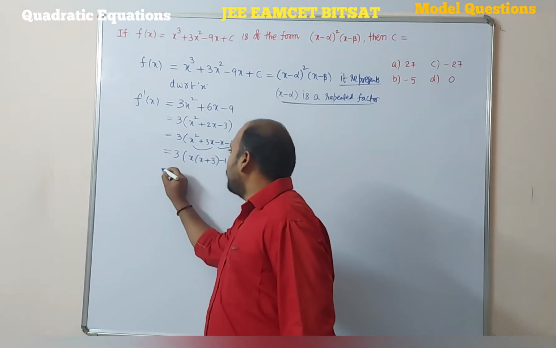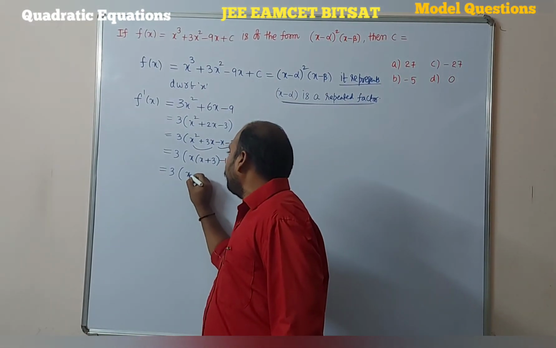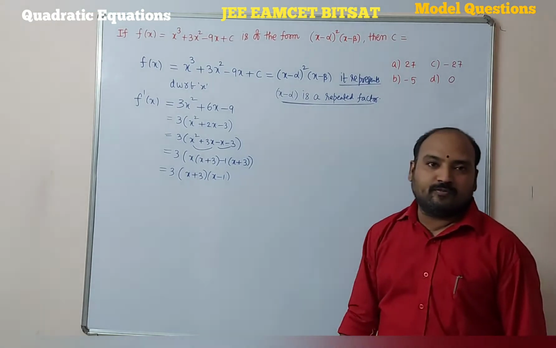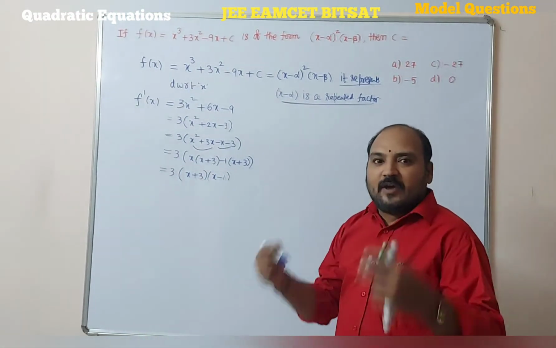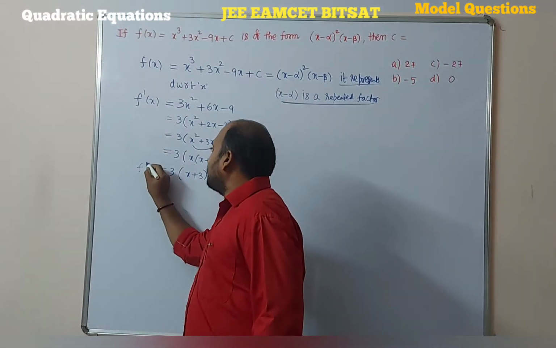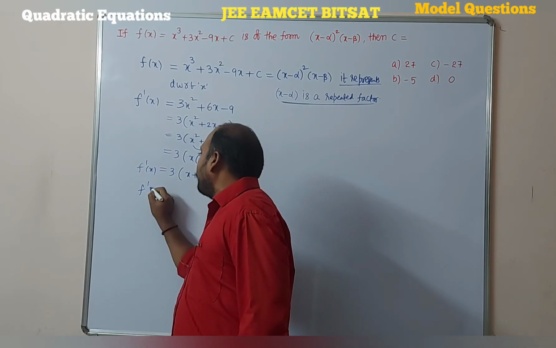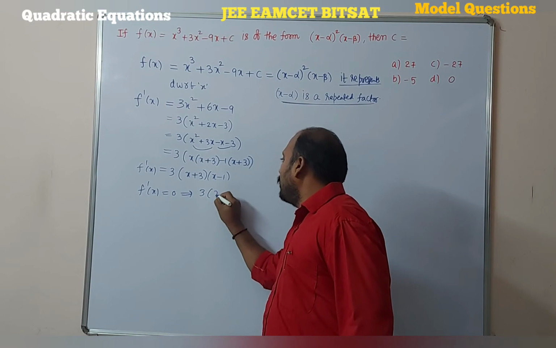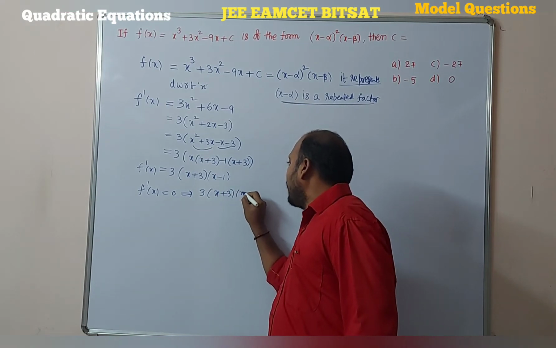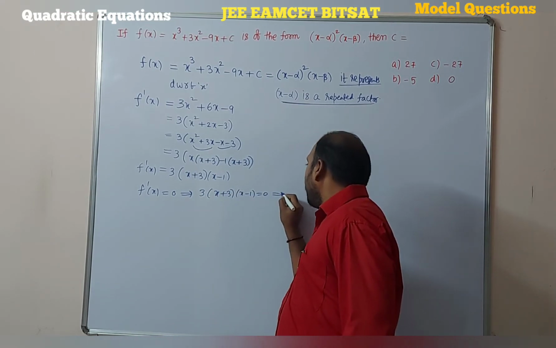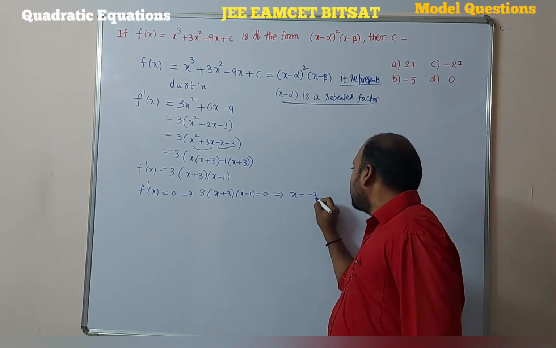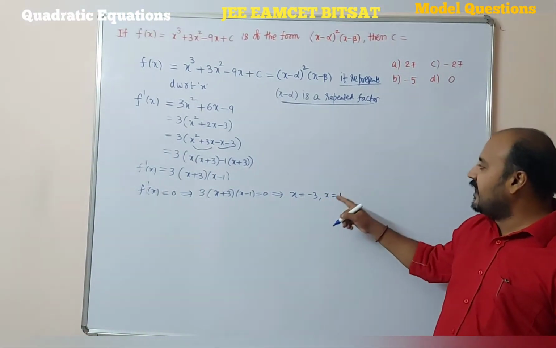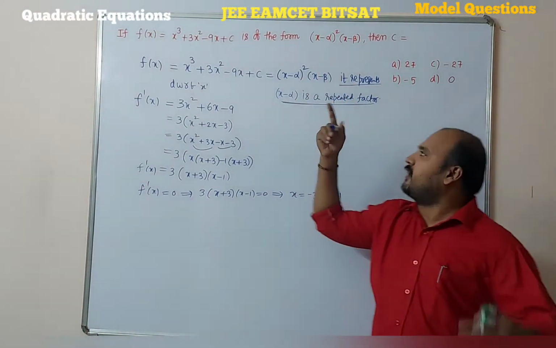So take common x plus 3 from both. So we can write it as (x plus 3) into (x minus 1). So to get the multiple factors or repeated factor, f dash of x equal to 0. That implies 3 into (x plus 3) into (x minus 1) equal to 0. That implies x is equal to minus 3, x is equal to 1. Here x equal to minus 3, x equal to 1 means alpha is one of the repeated factor.